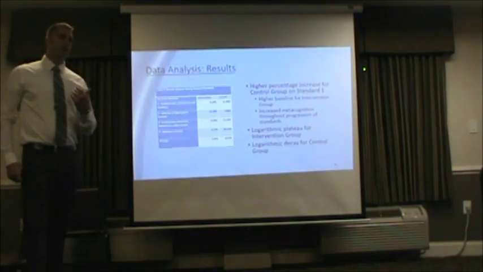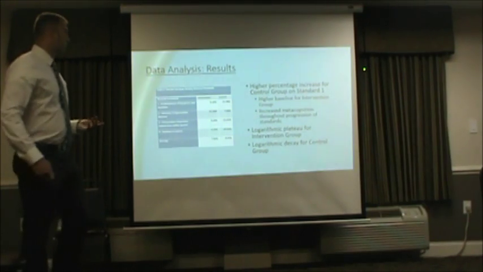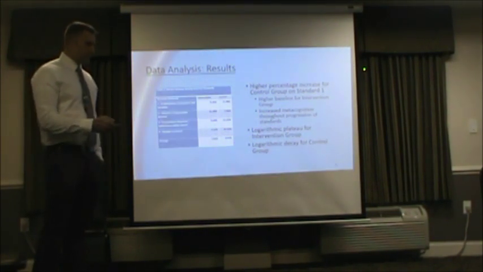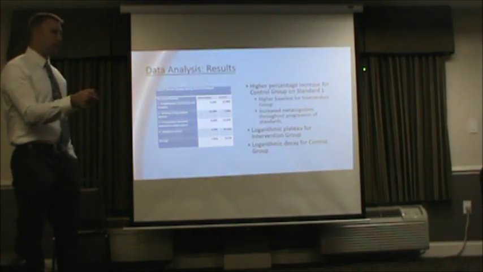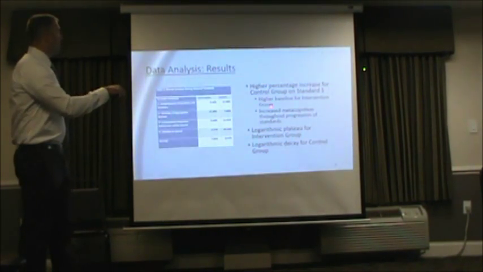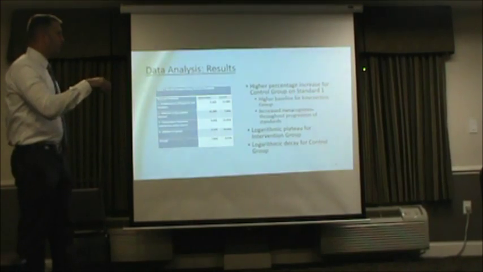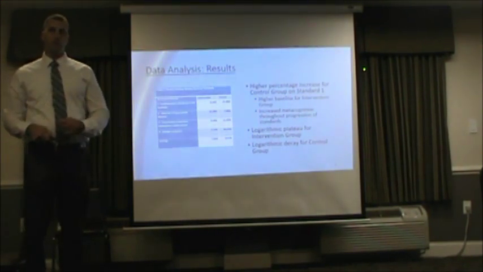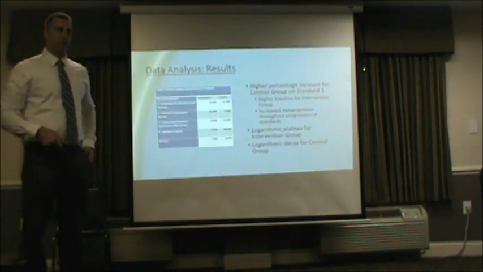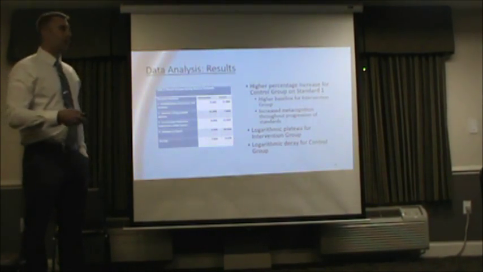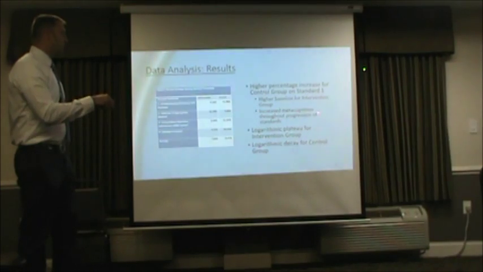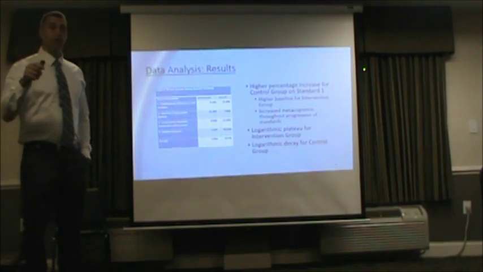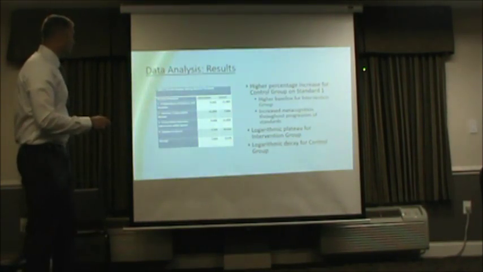Well, let's think in terms of percent increase or percent decrease. We can see there is a higher percent increase for the control group on standard 1, as I said just a while ago on the bar graph. That is due to a higher baseline for the intervention group. I don't know, those students may have eaten breakfast that morning. They may pay more attention in class. I don't know. Those anomalies just take effect. The increased metacognition, though, throughout the progression of standards is what is most important throughout this entire concept.